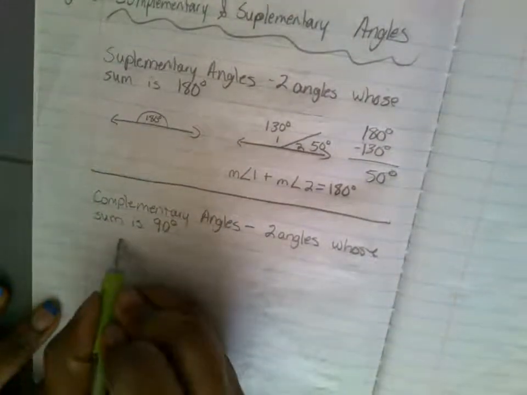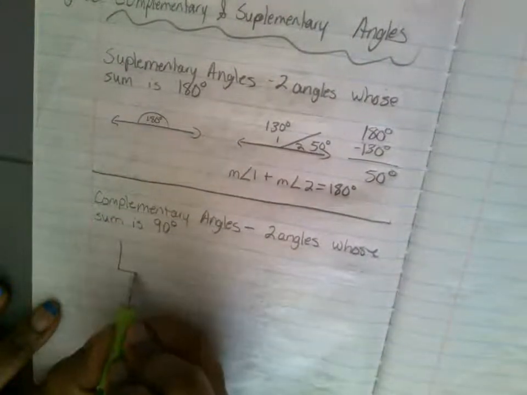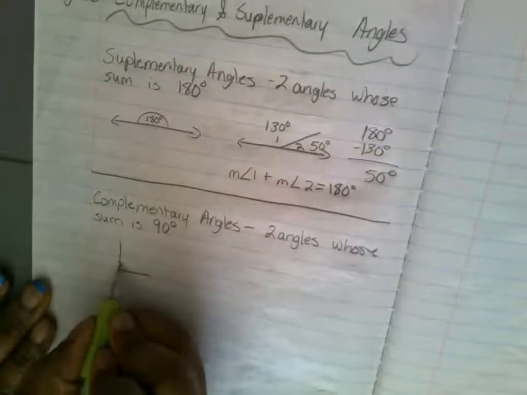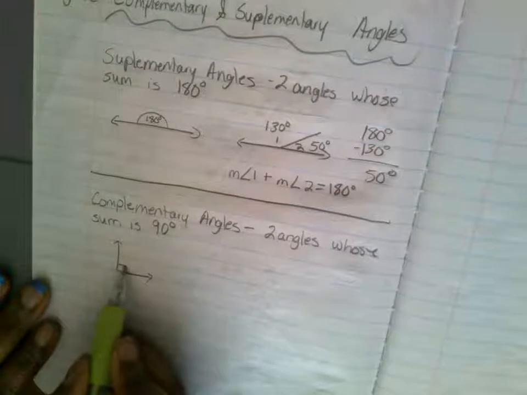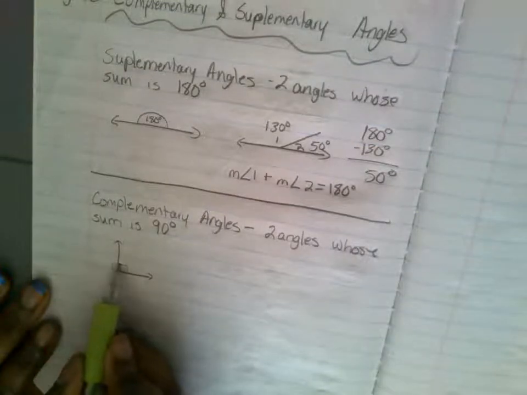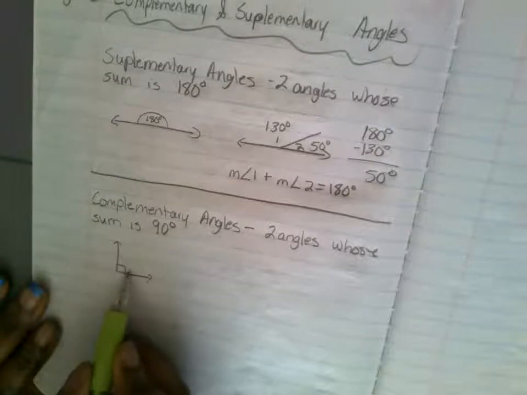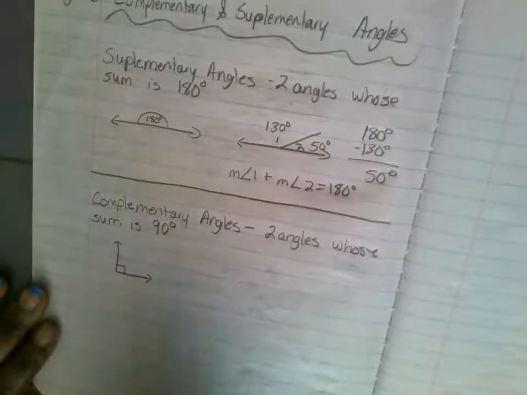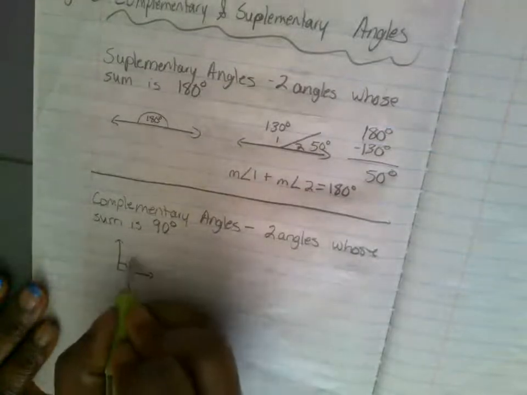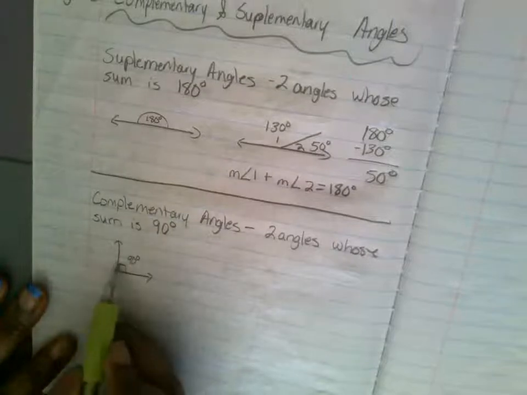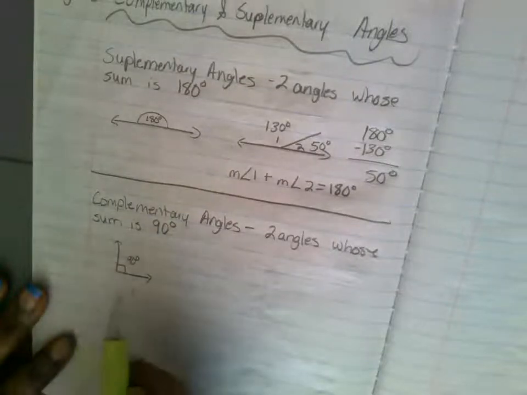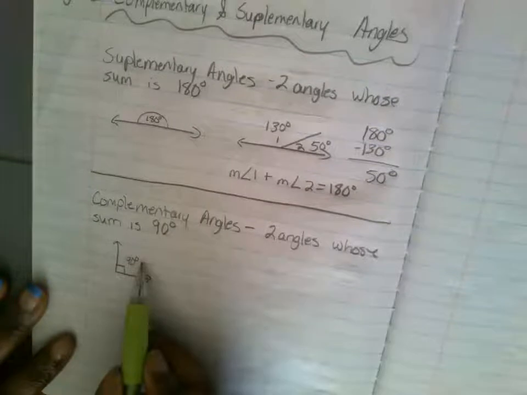This is what that looks like. A 90-degree angle is a right angle. And to indicate that an angle is a right angle, we either say that it's 90 degrees or we put a little box in the corner. This little box in the corner means that this angle is exactly 90 degrees. So you will either see a box in the corner or you will see 90 degrees.